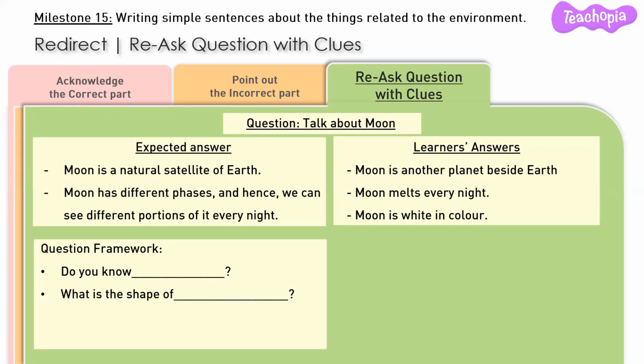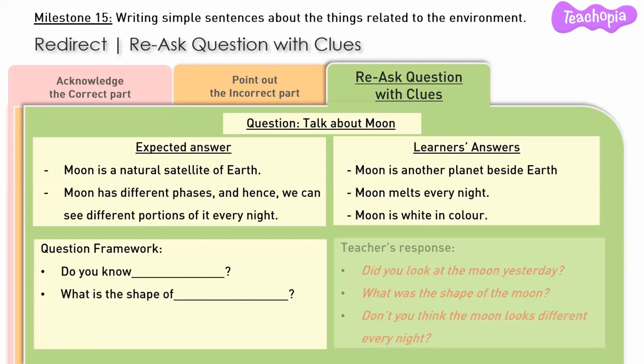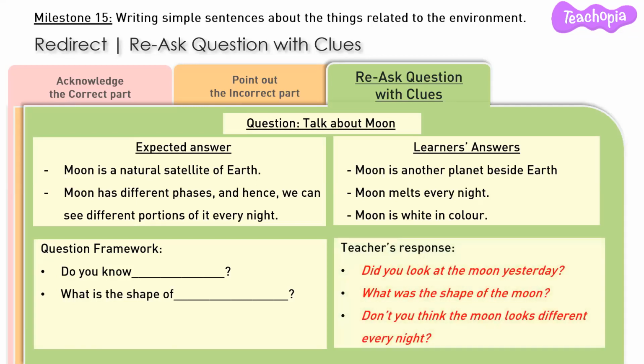So the teacher's response using these question frameworks could be something like this. Did you look at the moon yesterday? What was the shape of the moon? Don't you think the moon looks different every night? So asking these questions with clues, hinting at how what they are saying might not match with what they have already seen and witnessed, is a way of addressing the student's response.